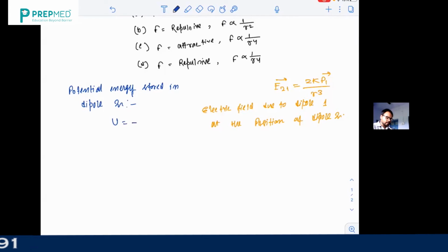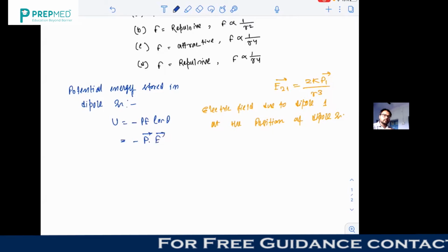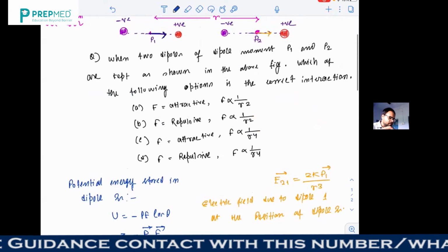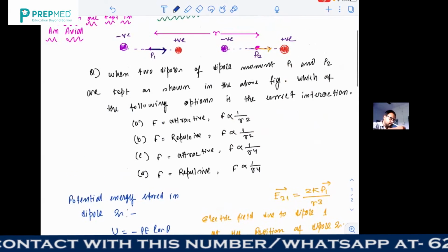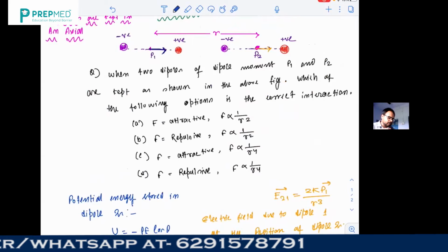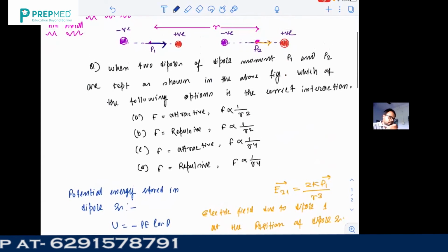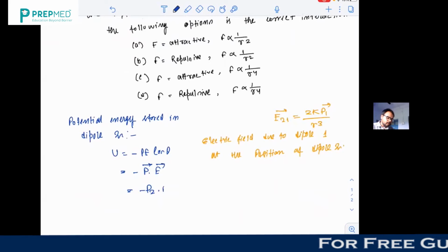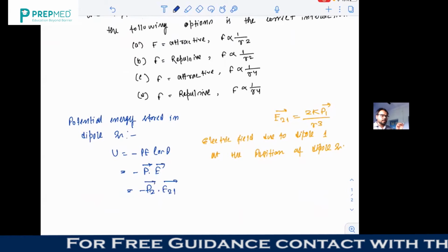U equals minus PE cosine of theta, or in terms of the vector scalar product, minus P dot E. Now I've written PE in general form, but you have to write it considering all these parameters P1, P2, E21. So how can we write the potential energy because of P2? It is going to be minus P2 times the electric field at the position of P2, that is E21. So I can write it as minus vector P2 dot E21.